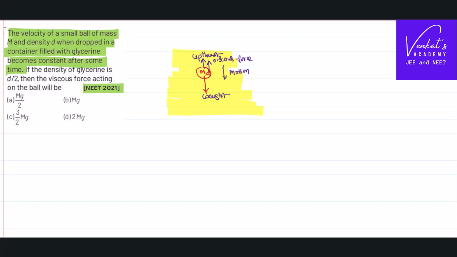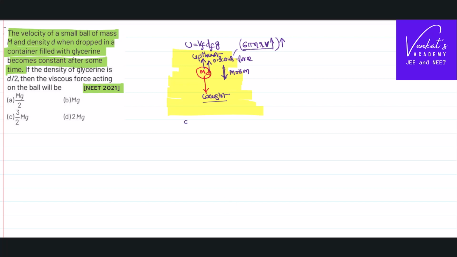When these two forces are balanced after some time, because what's the formula for the upthrust? Volume of the fluid displaced, density of the fluid, into gravity, that is always constant. But viscous force is 6 pi eta r v as per Stokes law. 6 pi eta r remains constant, but as the body comes down, its velocity increases. As velocity increases, the viscous force also increases. So the downward force is constant, but the upward force is increasing.